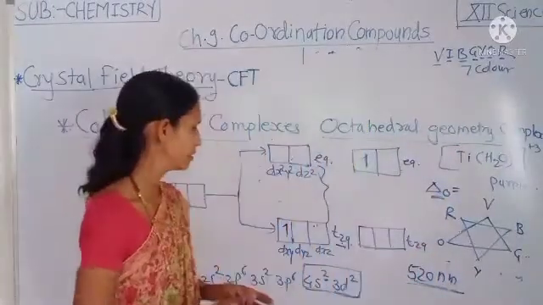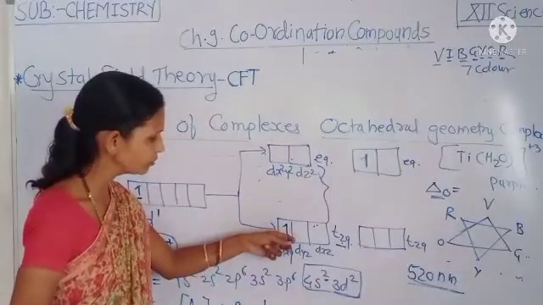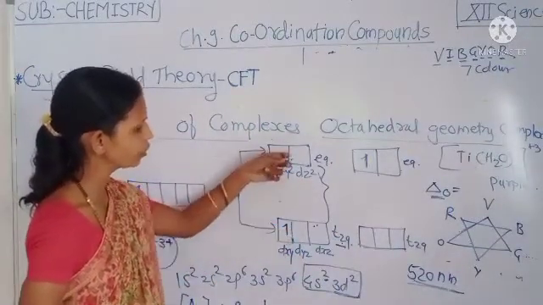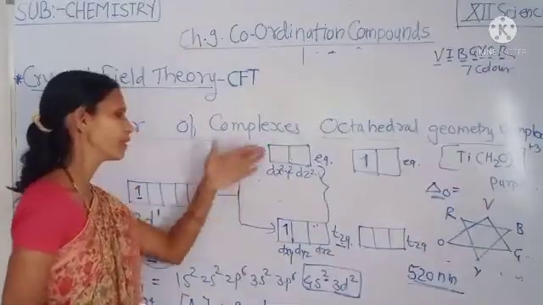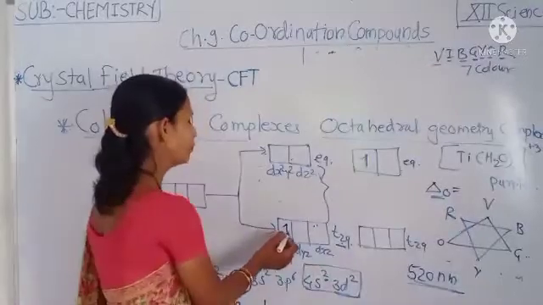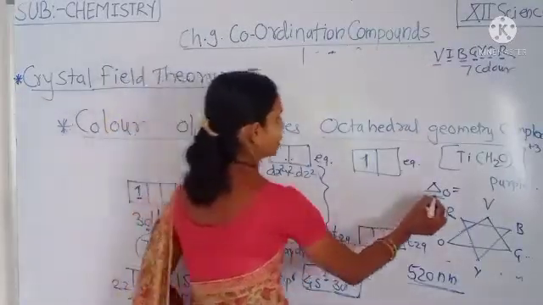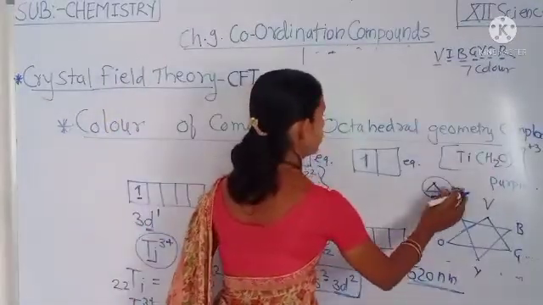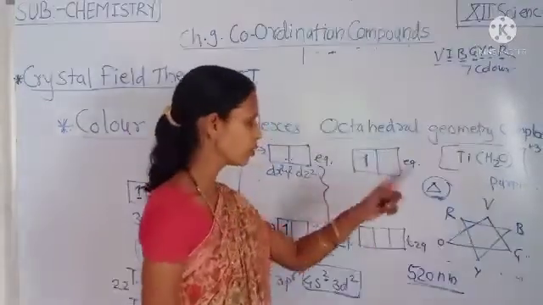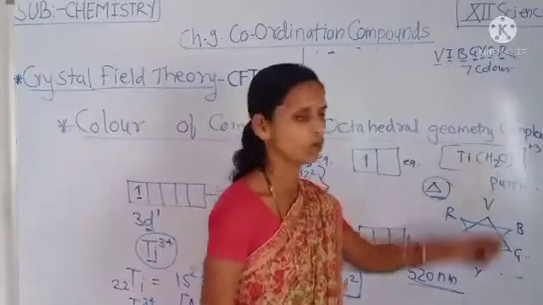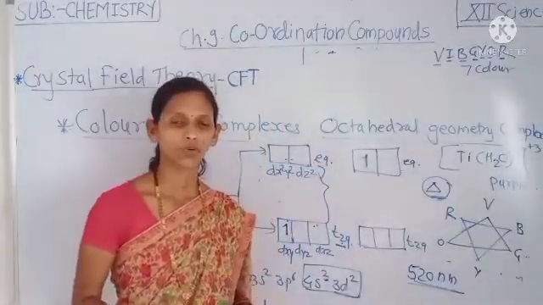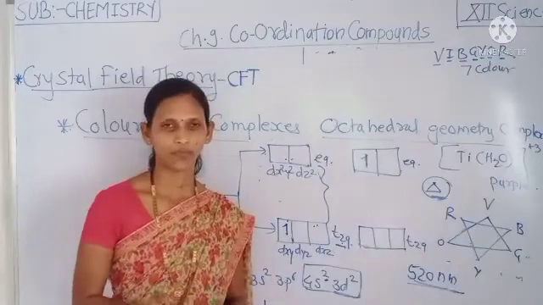And here the electron jumps from lower energy to higher energy, from d orbital to d orbital of the same metal ion. Therefore that process is called d-d transition, and because of d-d transition, the delta value corresponds to the color of that complex. That is about the CFT theory.